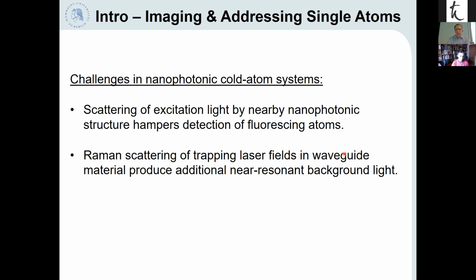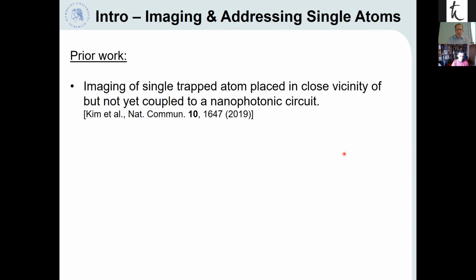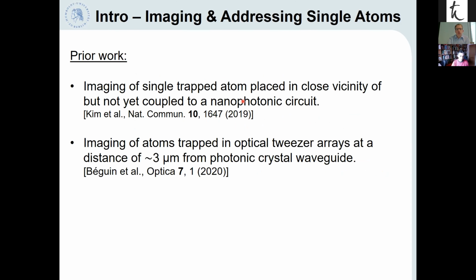When it comes to overcoming these challenges, there was some prior work before ours. In particular, it was shown that you can image single trapped atoms which are placed in close vicinity of a nanophotonic circuit. However, in this work, the atoms were not yet coupled to the nanophotonic circuit: atoms trapped in optical tweezer arrays were imaged about 3 micrometers away from a photonic crystal waveguide. In this case, they were obviously not coupled to the waveguide, because the distance from the waveguide exceeded by far the decay length of the evanescent field surrounding the waveguide.